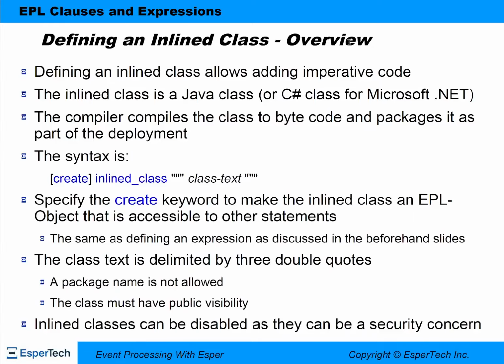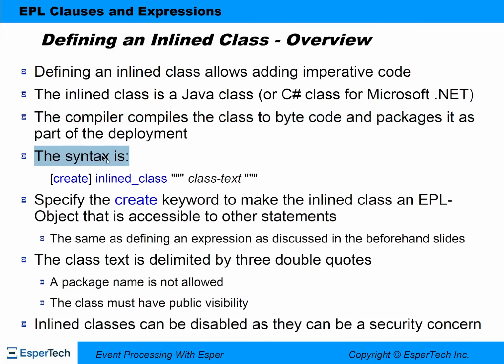This slide and the next slide discusses defining an inline class. Defining an inline class allows adding imperative code. The inline class is a Java class, or C# class for Microsoft .NET. The compiler compiles the class to bytecode and packages it as part of the deployment.